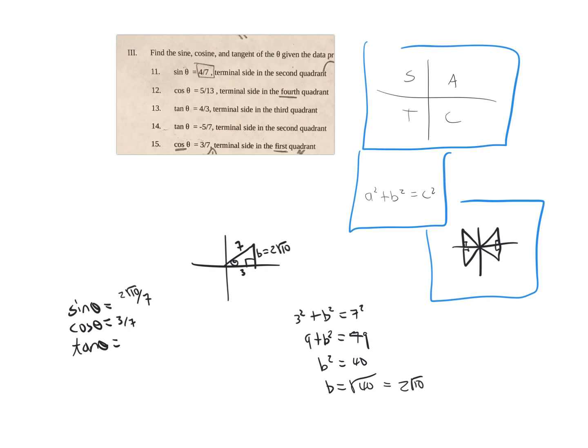And the tangent would be opposite over adjacent, so that's 2 radical 10 over 3. Now, investigating the positive and negative signs, apparently all the trig functions are positive in the first quadrant, so we're fine here.